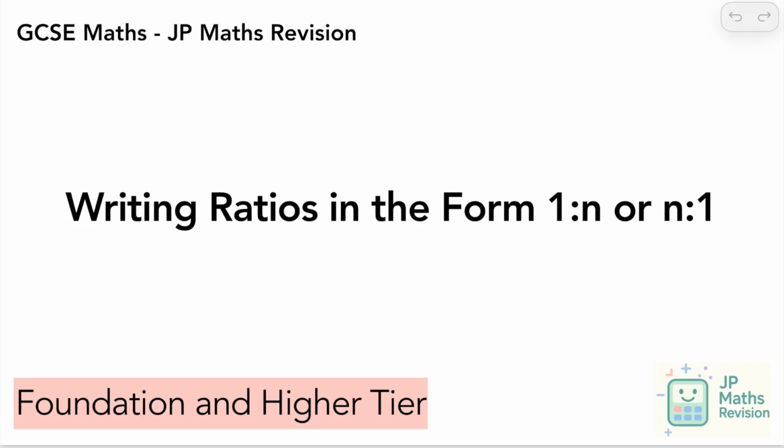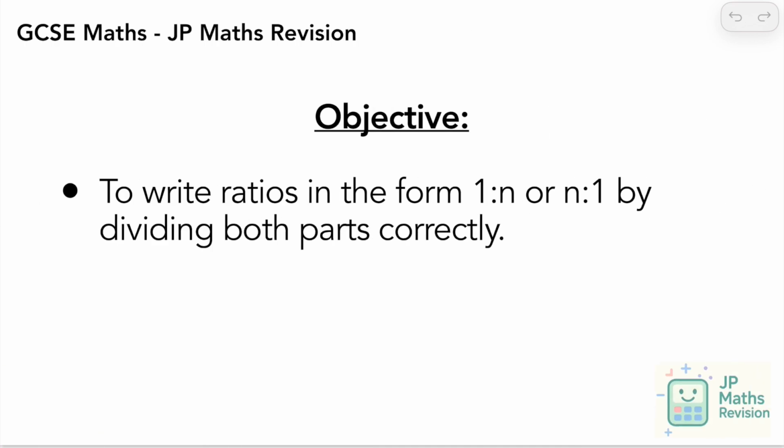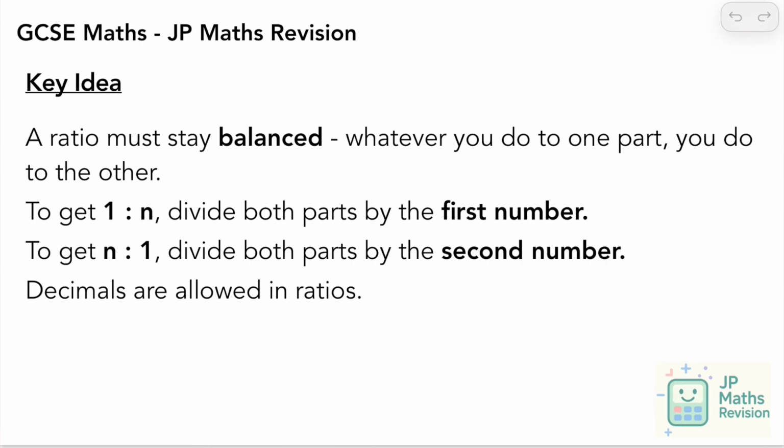Hello, in this video we're going to be writing ratios in the form 1 to n or n to 1. So the objective here is to write ratios in the form 1 to n or n to 1 by dividing both parts correctly. So the key idea, a ratio must always stay balanced. Whatever you do to one part, you must always do to another part.